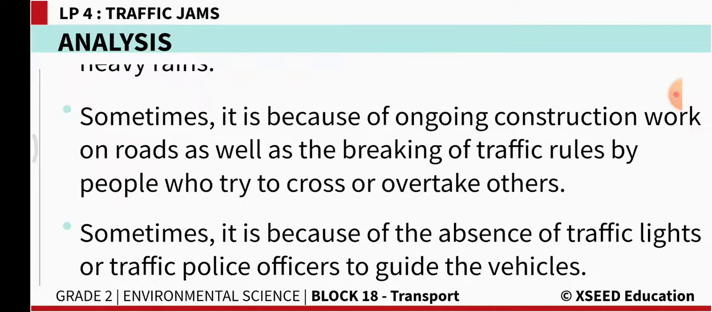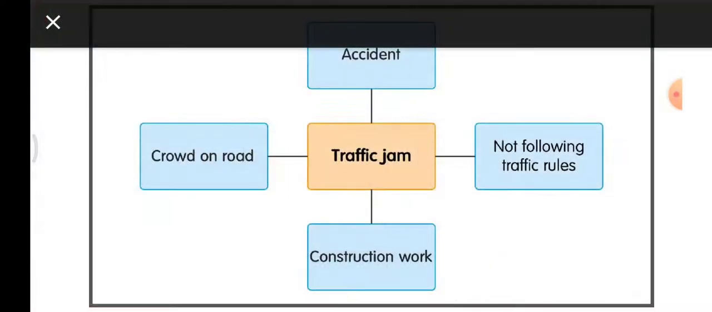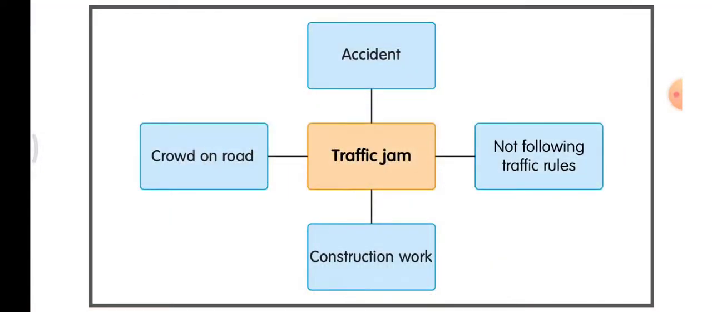Sometimes it is because of the absence of traffic lights or traffic police officers to guide the vehicles. Yes, see, not all the roads have these traffic signals or traffic police to help them move freely. So, if there are roads with heavy vehicles, too many vehicles, and there are no traffic signals or traffic police to divert them, that also leads to traffic jams. Here is a word web which you should copy in your notebook.